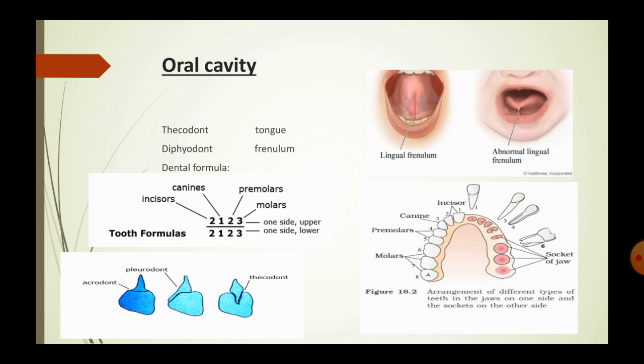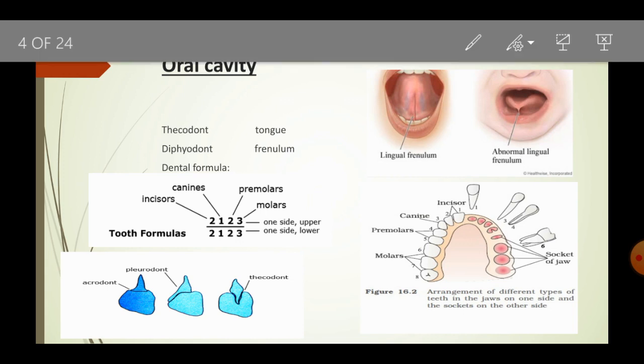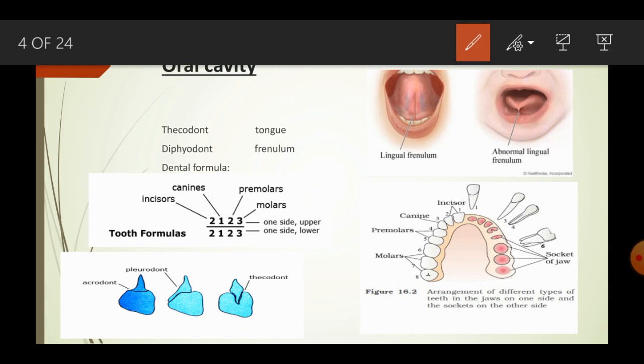The mouth leads to the buccal cavity or oral cavity. The oral cavity has a number of teeth and a muscular organ, the tongue. Each tooth is embedded into the socket of the jawbone. This type of attachment is known as thecodont type of attachment, whereas in certain reptiles and amphibians we can see that the tooth is attached to the tip of the socket of the jawbone, and such type of attachment is known as acrodont.